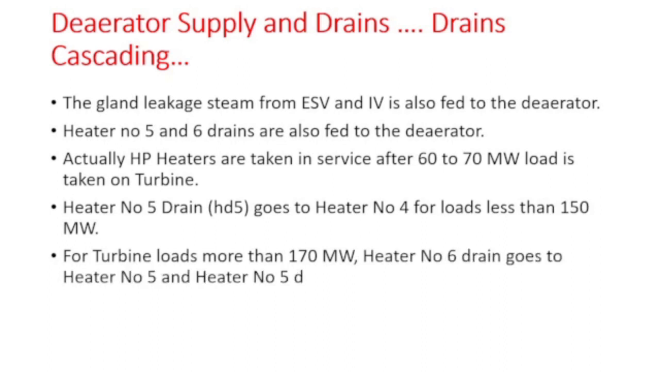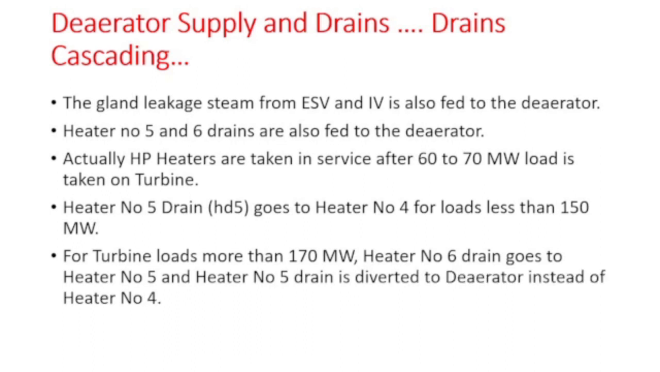For turbine loads more than 170 megawatt, heater number 6 drain goes to heater number 5, and heater number 5 drain is diverted to deaerator instead of heater number 4. So when you are running on 210 megawatt, definitely the heater number 5 drain is going to heater number 4 and then to deaerator. Heater number 5 drain goes directly to deaerator instead of heater number 4.